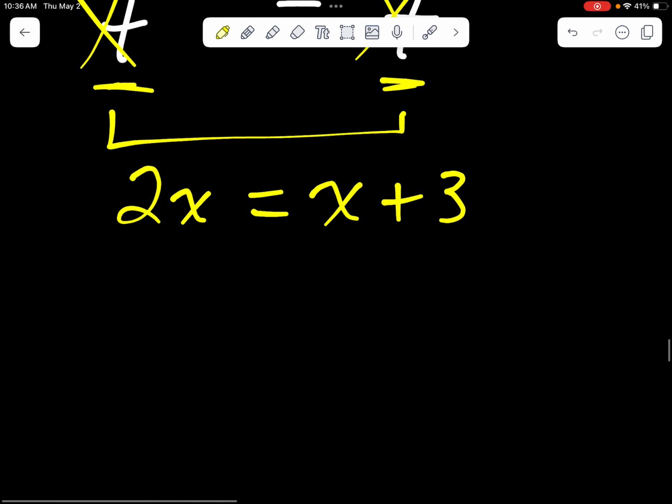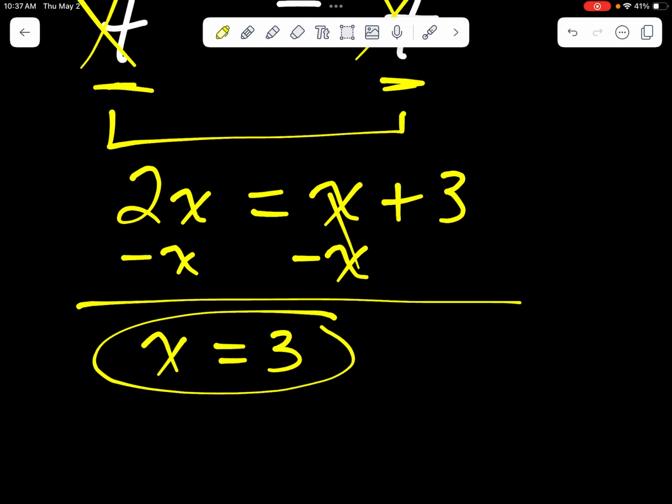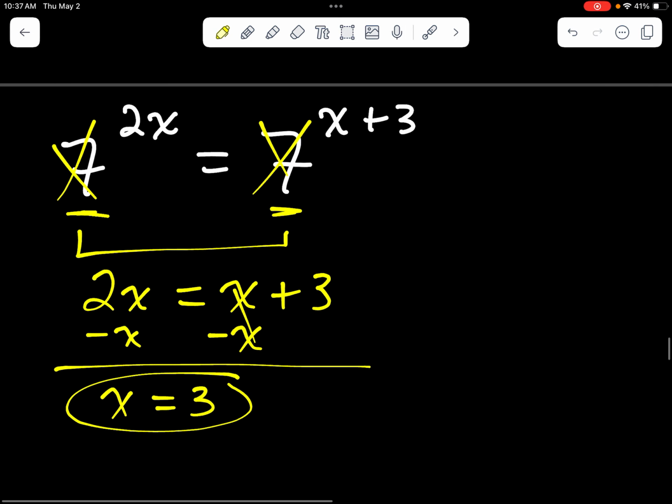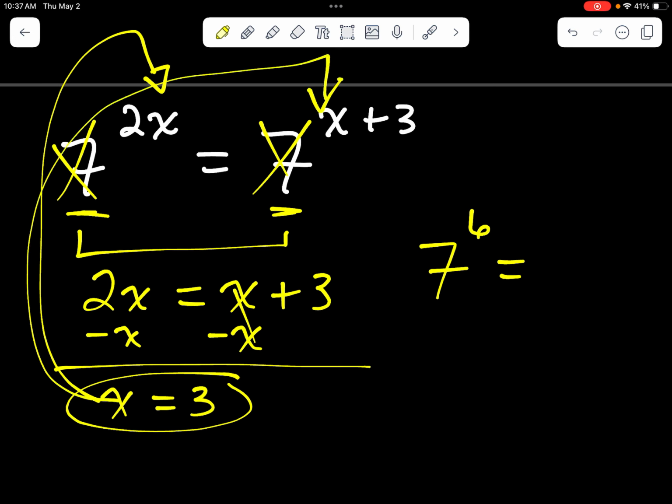So we want to get x by itself. We're going to subtract x to the other side. That leaves us with x equals 3. Now if I take this value of x equals 3 and plug it back up here into our exponents, that would be 7 to the 2 times 3 power, which would be 6. And if I plug it in right here, that would be 7 to the 3 plus 3 power, which would also be 6. So 7 to the 6 power is 7 to the 6 power.